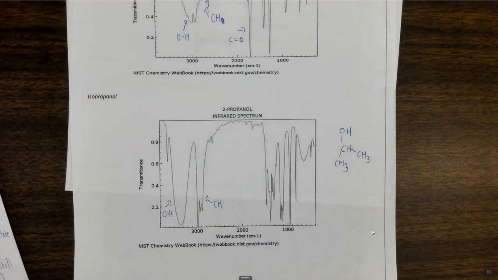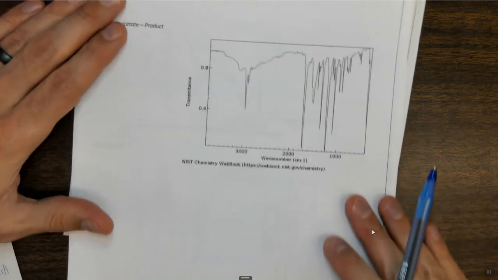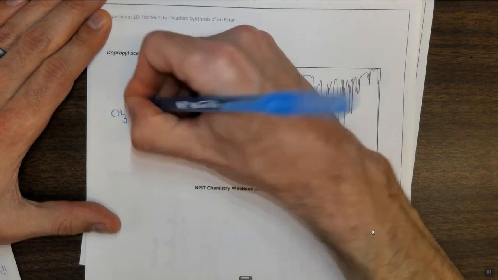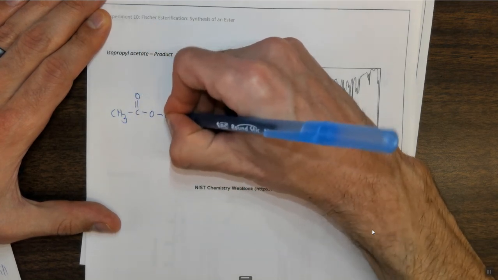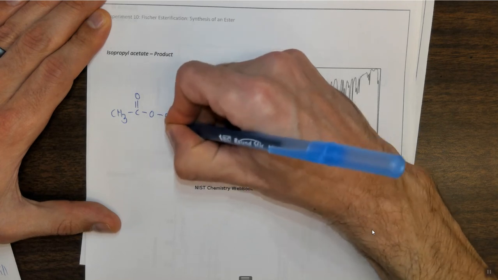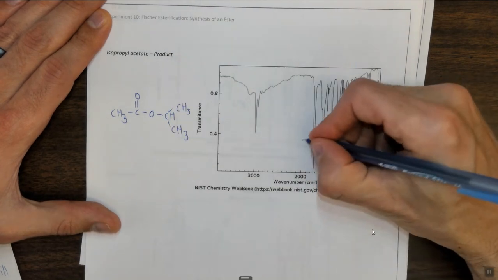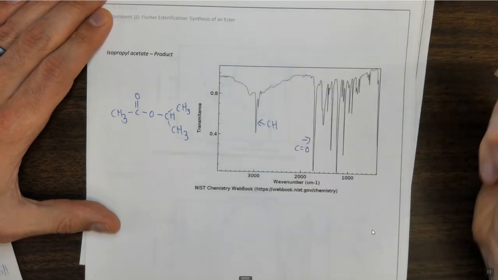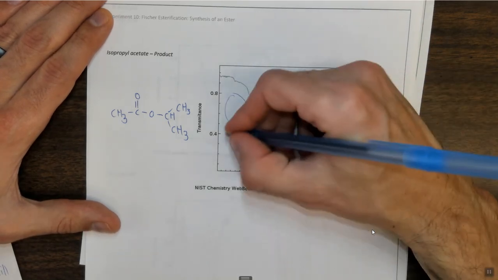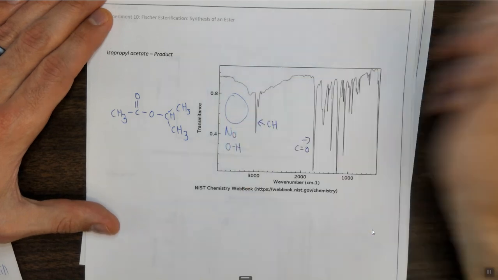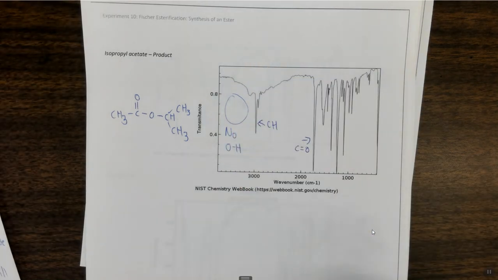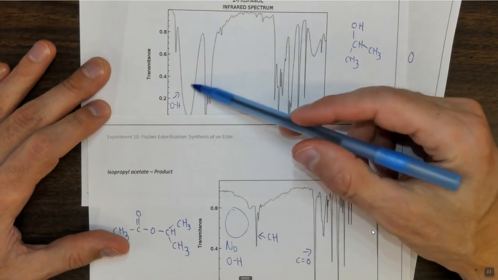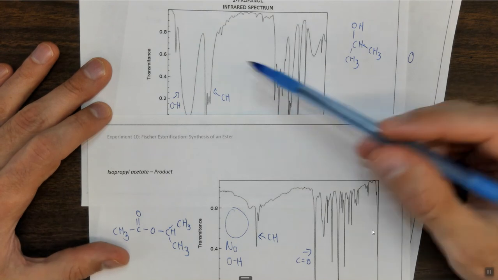Now let's look finally at our product. Here's our product. Our product is CH3, bond C, double bond O, CH, CH3, CH3. So we do have the C double bond O, and we also have the CH. What we don't have is an OH. So we can identify the IR of our product as not being our starting material because we have the presence of the C double bond O and the lack of the OH.